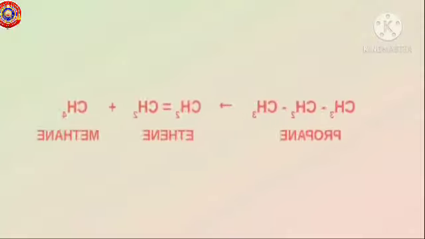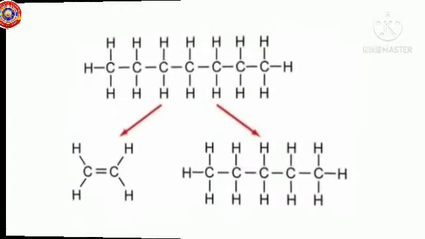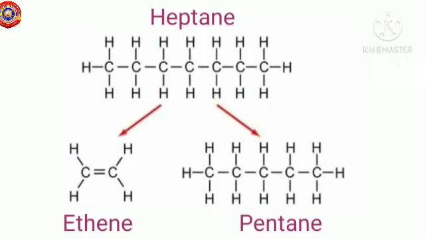For example, propane on thermal cracking gives ethene and methane. Here you can see that ethene is an unsaturated compound, whereas methane is a saturated compound. See another example. Heptane on thermal cracking gives ethene and pentane. Pentane is a saturated hydrocarbon, whereas ethene is an unsaturated hydrocarbon.